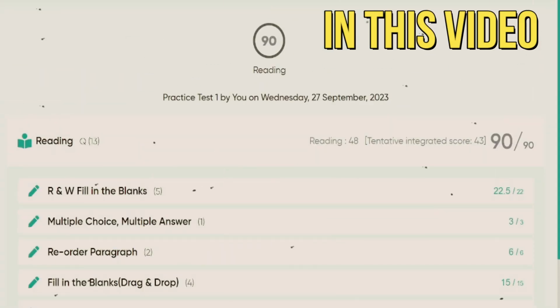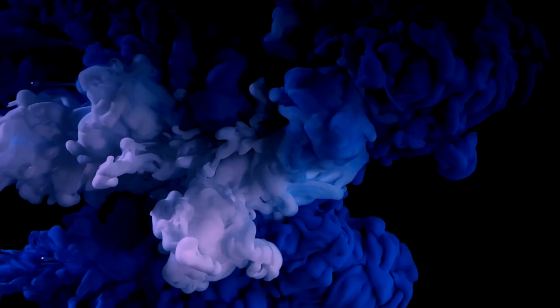You'll get to know how you need to attempt a particular question type and how you need to manage time when it's on reading mock test. Look at the score. We got full marks.